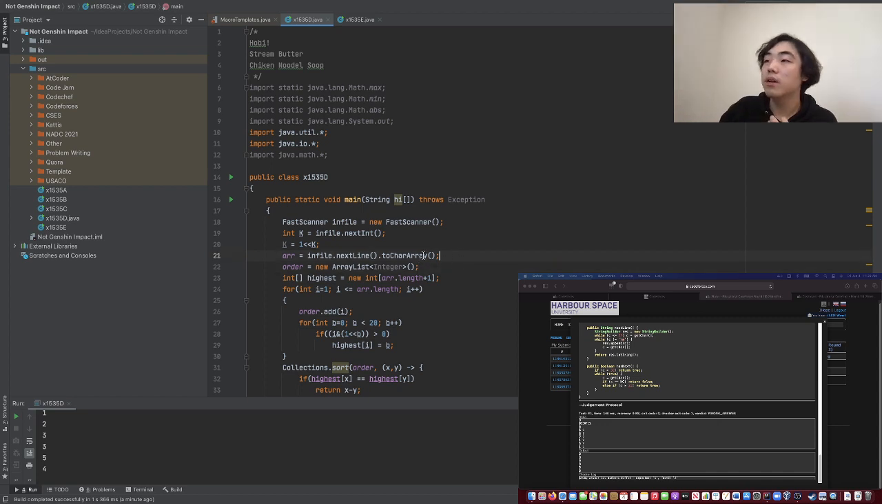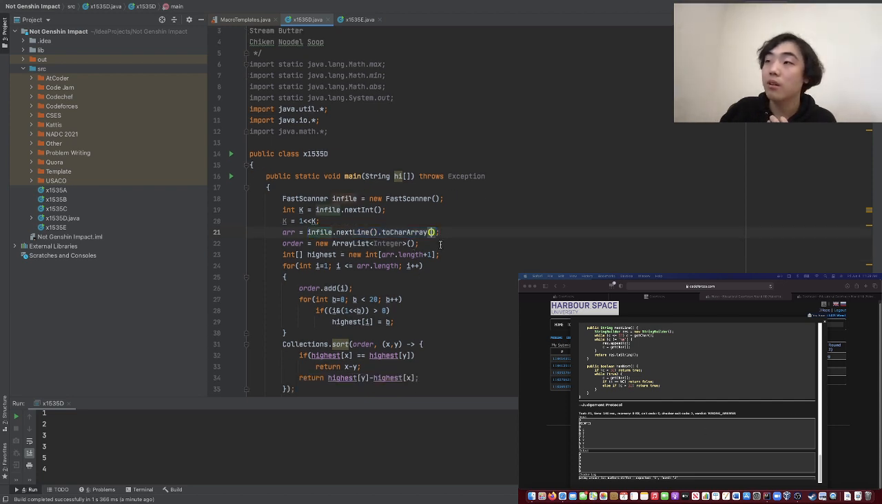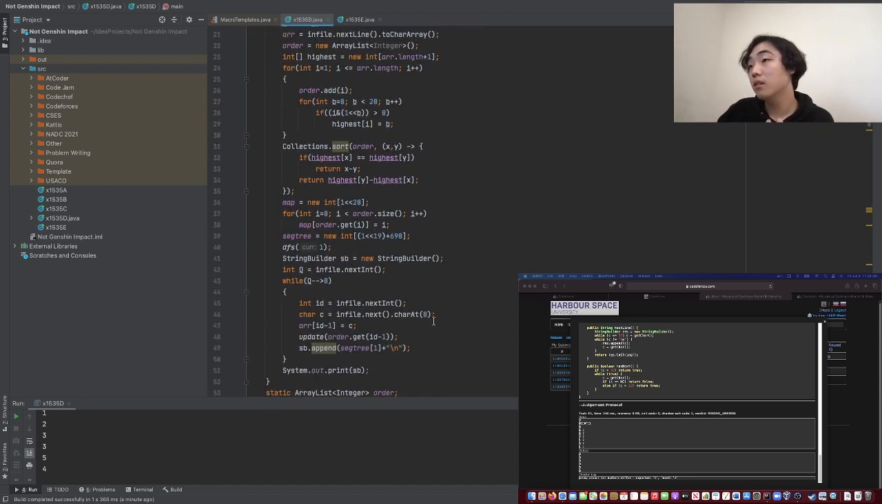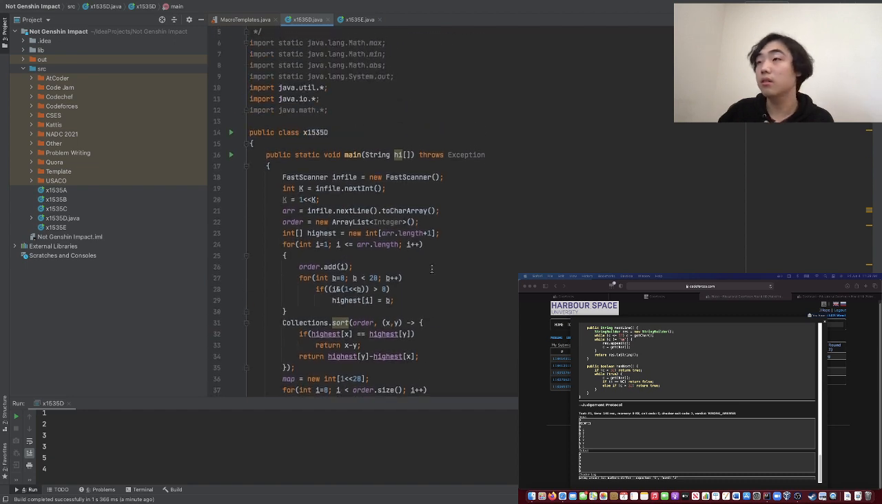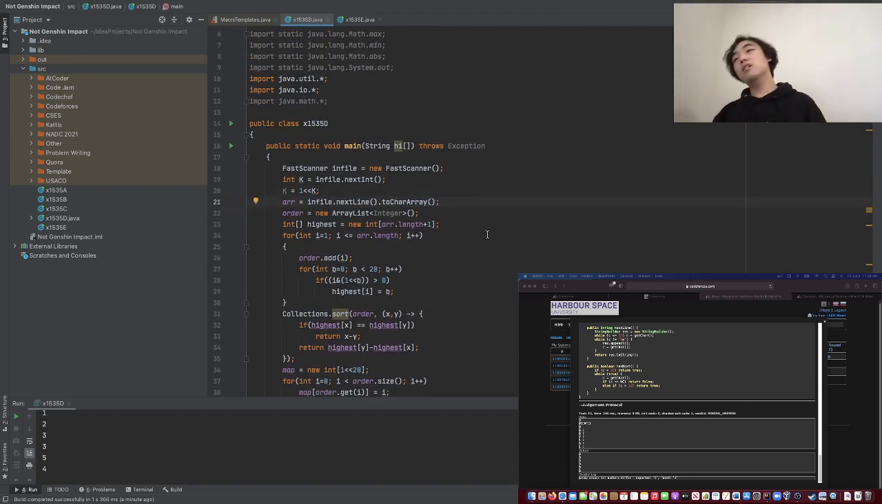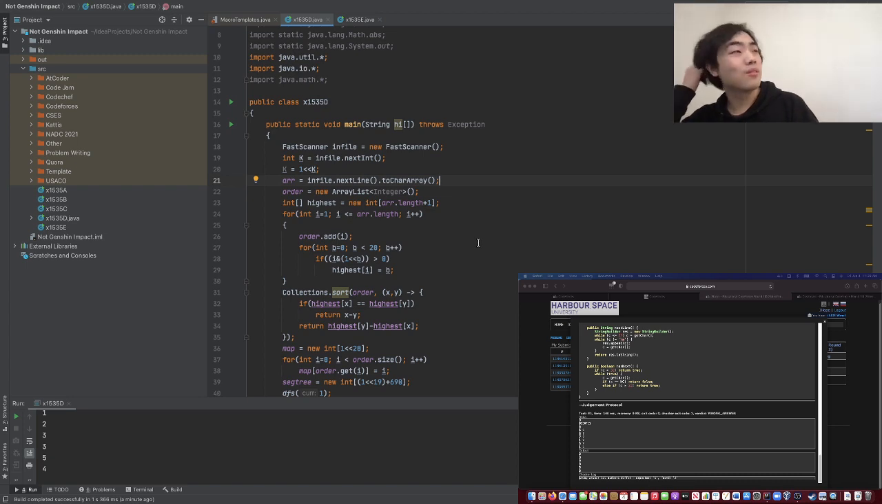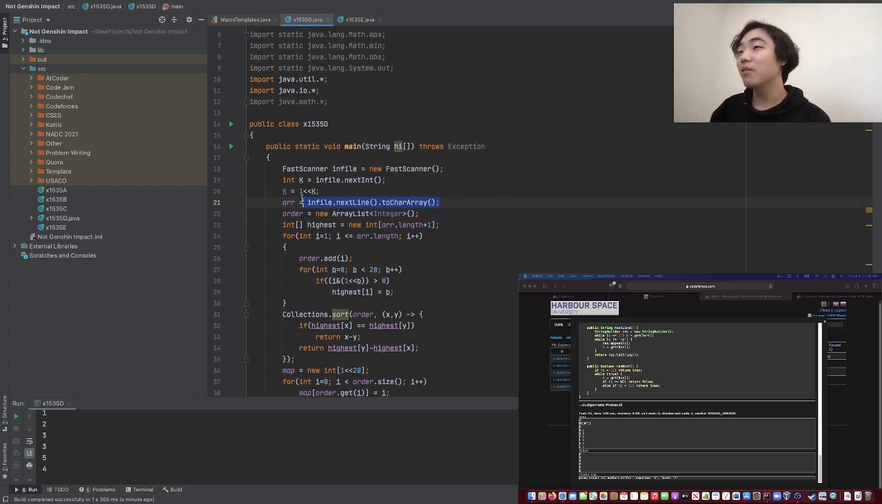Is it? Oh, it's because of how... Right, I remember now. This stuff can screw up kind of weirdly. Could you do next line? Oh my god, this is annoying. I had the same problem actually fairly recently. When FastScanner reads strings, it does some really weird stuff if you're not careful. I think next line is okay.